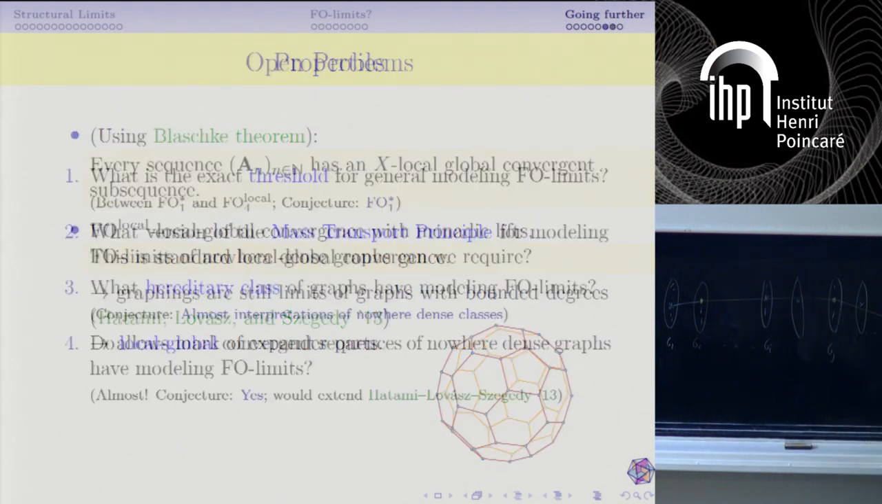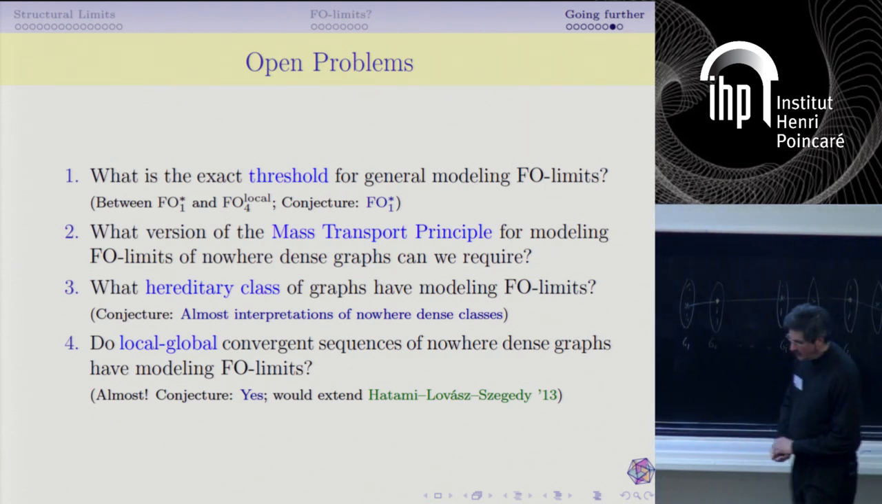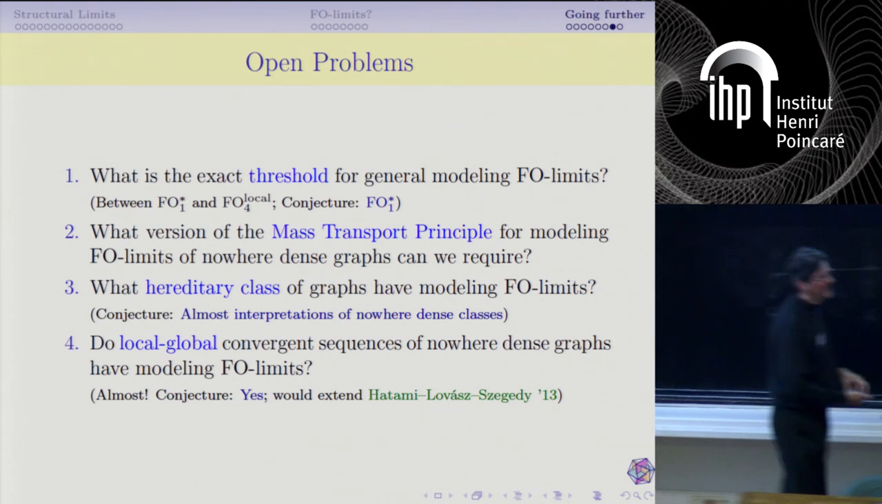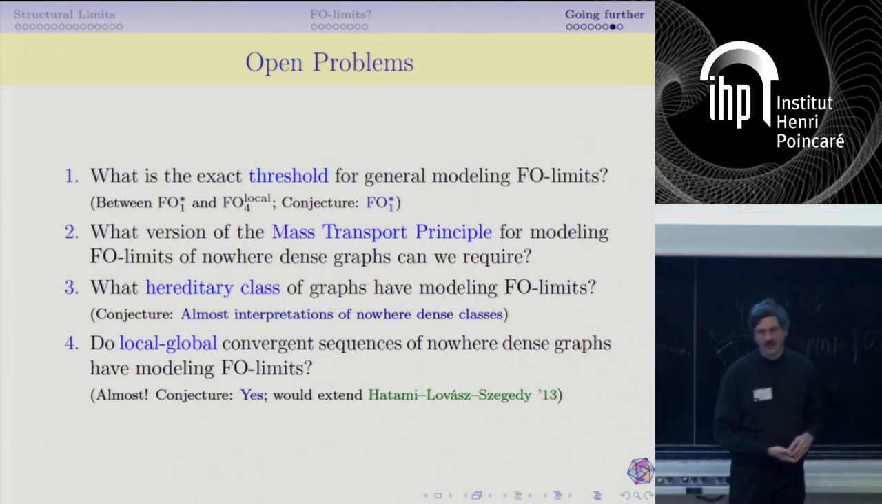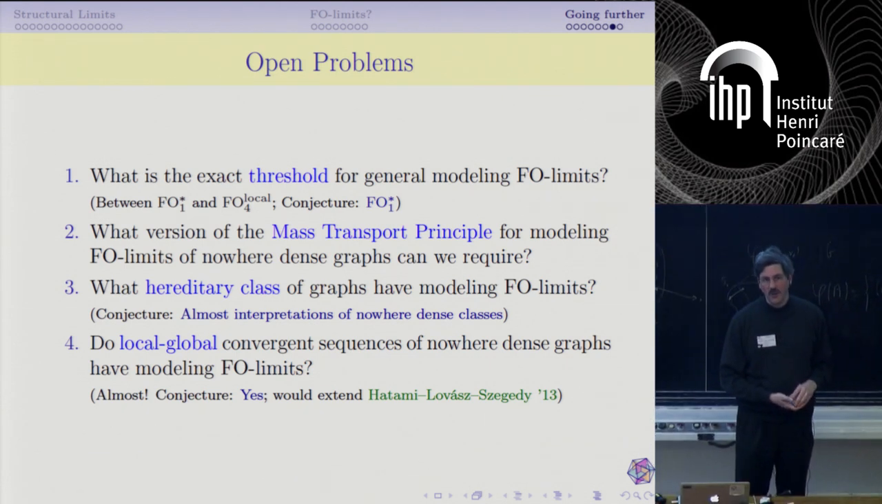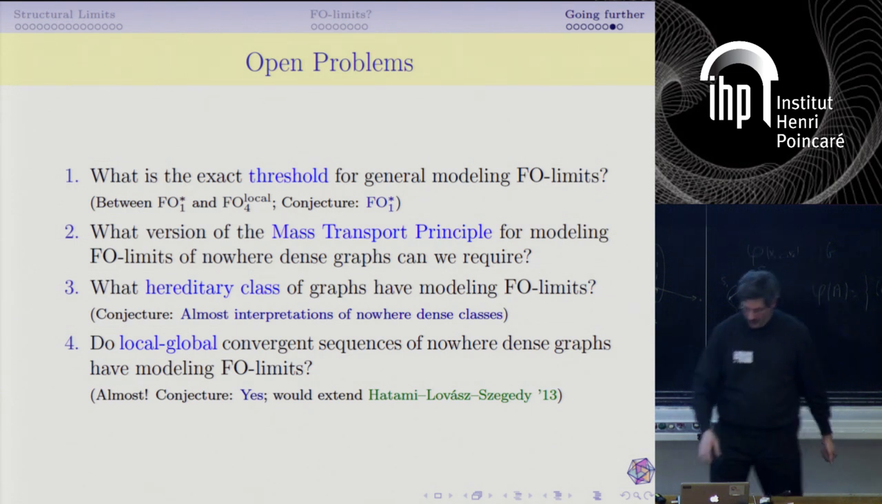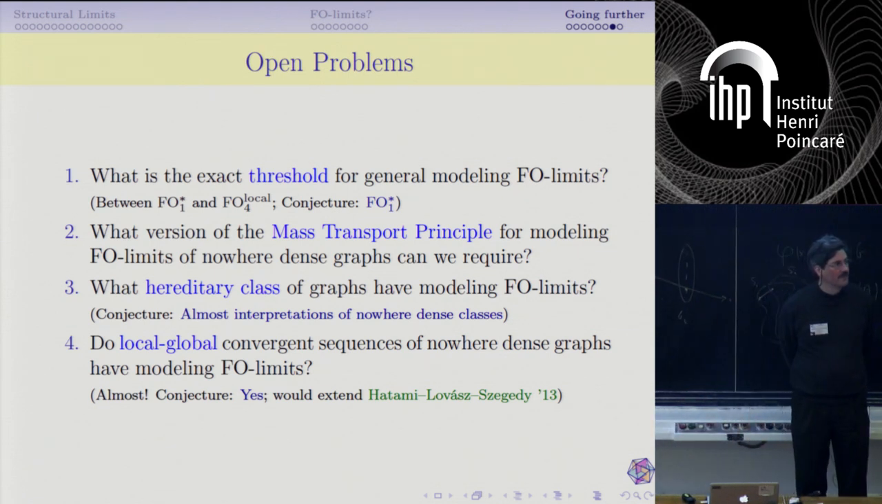And this leads us to the following problem. Is it possible that if you take a local global convergent sequence of nowhere dense graphs, it could have a modeling limit, like the result of Atami, Lovas, Segedi for bounded degree?